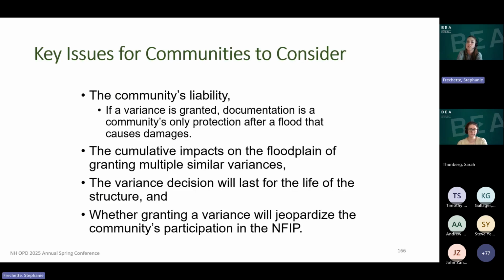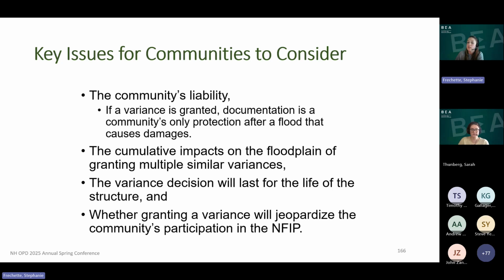Some of the key issues for communities to consider are the community's liability. So if a variance is granted, a community should be documenting that variance, especially if a flood occurs, which causes damage. Documentation is a community's only protection after a flooding event that causes damage, so make sure that you're keeping documentation.